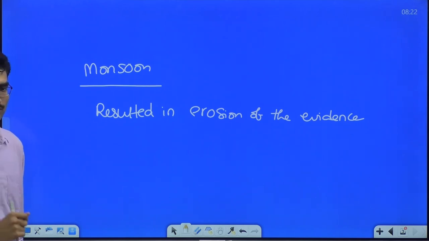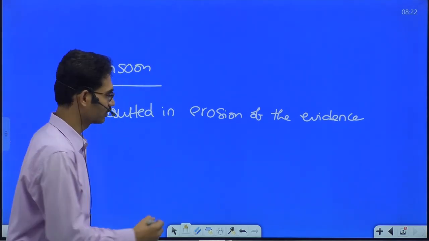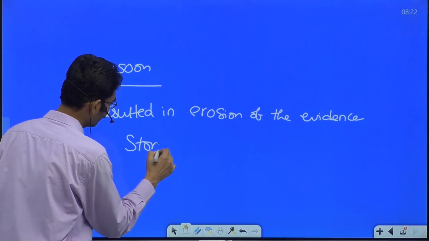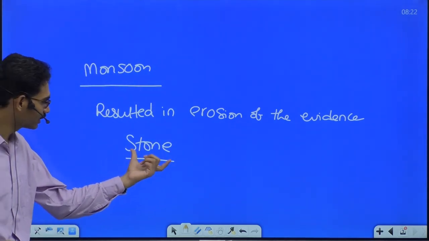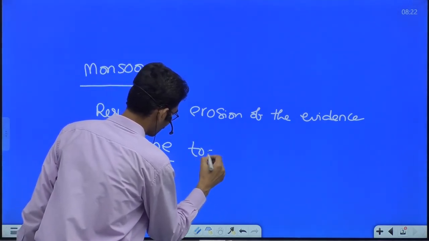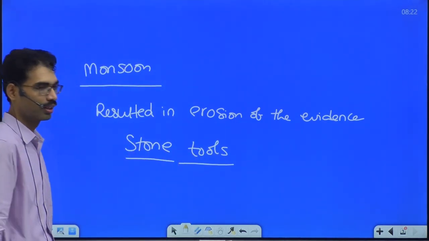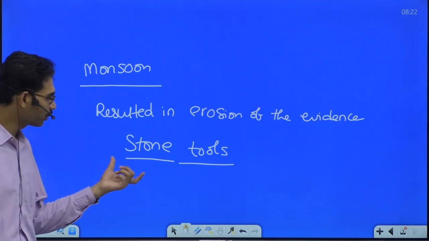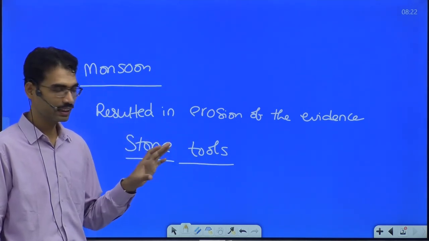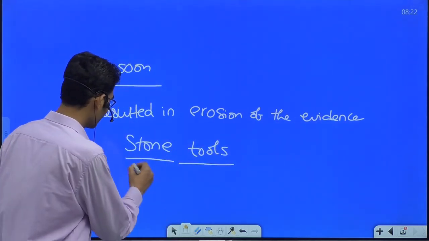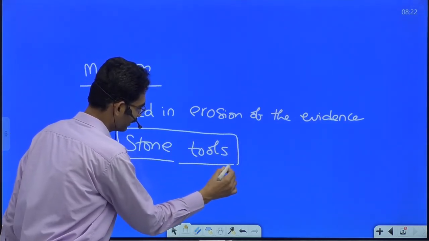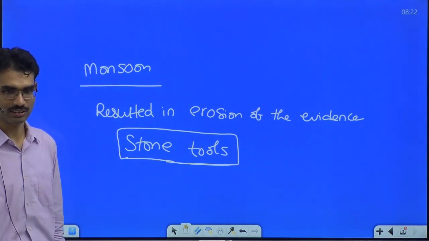But stone tools, they remain. Because it is very difficult for erosion, even though they eroded, still they survived. And we come to know about these people only from the stone tools. That is why this period is also called Stone Age. Because this is a very significant aspect in understanding our ancestors.